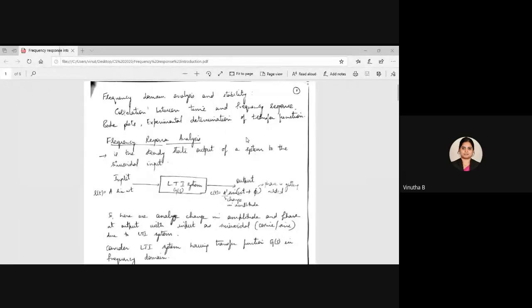Okay, frequency domain analysis and stability. So this is a part of the syllabus which we are going to study here. Frequency domain analysis and stability, correlation between time and frequency response, Bode plots, experimental determination of transfer function. Now, all these days we were studying about the time response analysis, time domain specifications.